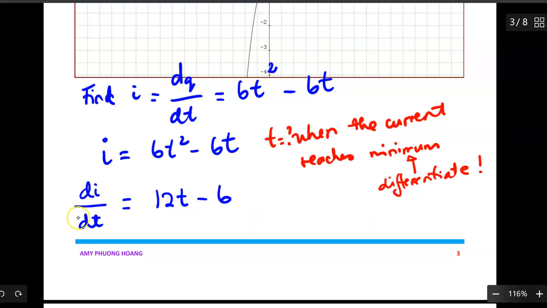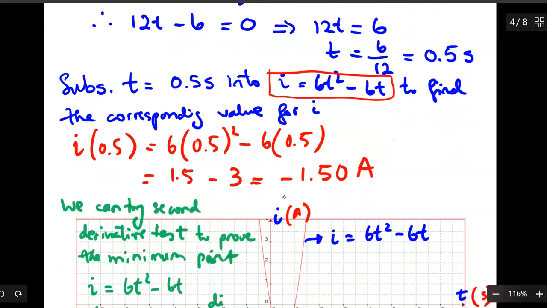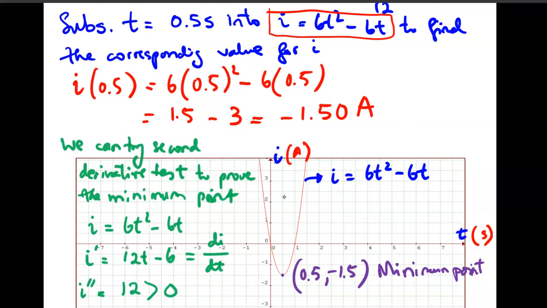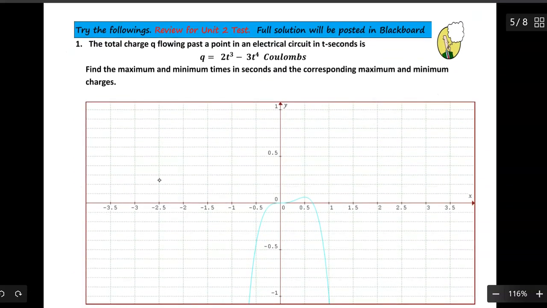So you are going to find the slope by differentiating I in terms of t, and set the slope equal to 0, solve for the time, substitute into the equation for I to solve for the corresponding values, and we sketch, and obviously it is a minimum point. This parabola opens up, and we can also use the second derivative test to prove it is a minimum point by differentiating I twice.